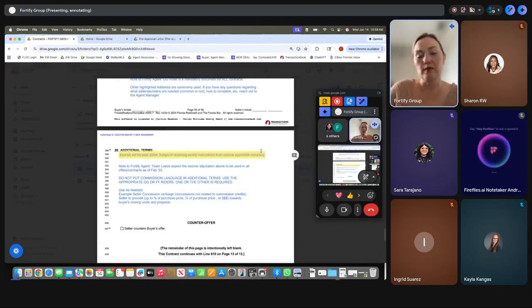It says escrow will be paid within 3 days of receiving wiring instructions, just to give them that extra time so we're not inadvertently outside of our contract terms. Note, no offer is truly valid without all signatures and initials and without money being put into an escrow account. In Florida, there has to be a dollar amount to make a contract valid. So that's why making sure that gets paid within our initial window is important.